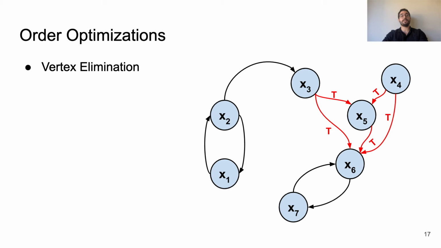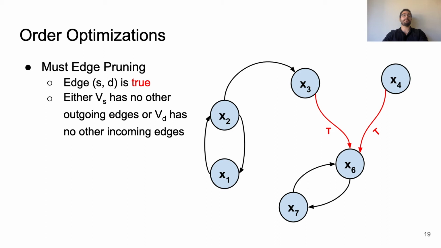Another optional analysis is called must edge pruning. If there is an edge that is marked to be true and either its destination has no other incoming edges or its source has no other outgoing edges, the source and the destination of that edge can be safely merged. Both x3 and x4 have the latter property and they both can be merged with x6.